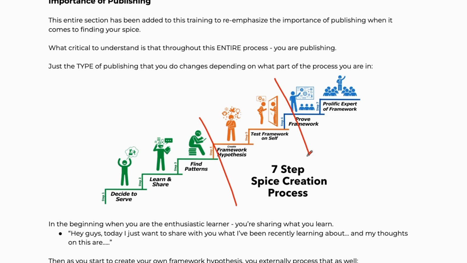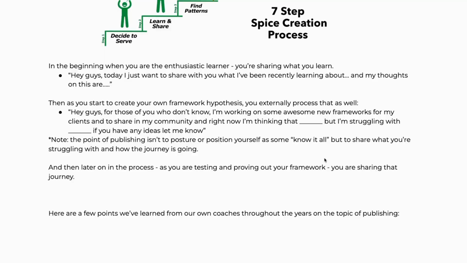It's like, hey guys, so today, I've been working on my framework hypothesis, and this is what I'm thinking. And what I'm thinking is I would love to call it this, or I would love to call it this. If you guys have any feedback for me, let me know. Even if there is no audience there, right? You're finding your voice and you're finding your spice in order to do that. And we've gone ahead and included a couple examples of what that looks like, and some prompts of what that looks like as well, right? And so overall, when we talk about this, right, it's kind of like, hey guys, so for those of you who don't know, right now I'm working on my awesome new framework for my clients to share in my community.